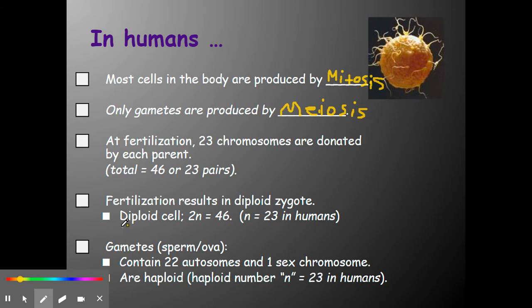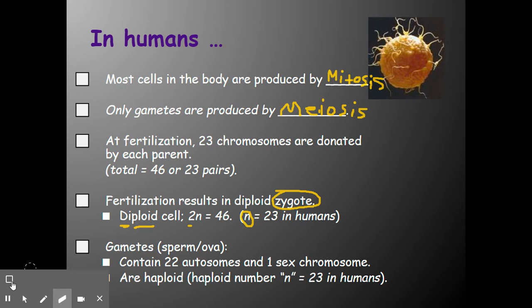Di refers to 2. Ploid refers to set. So a diploid cell means a 2-set cell, which results from two gametes forming a zygote. A diploid cell is just a cell that has 2 sets of our chromosomes.